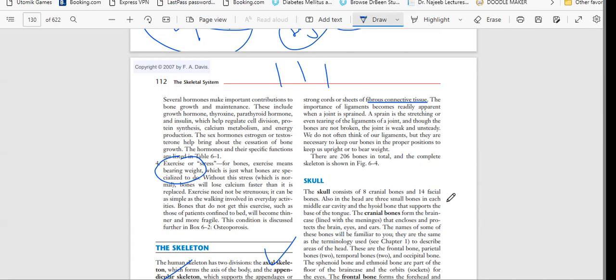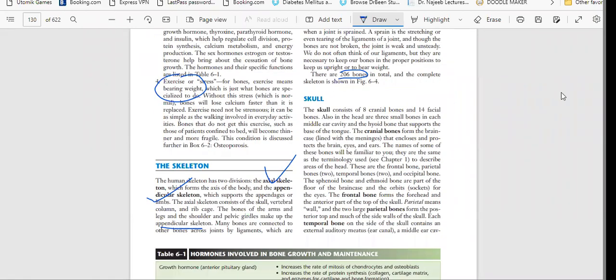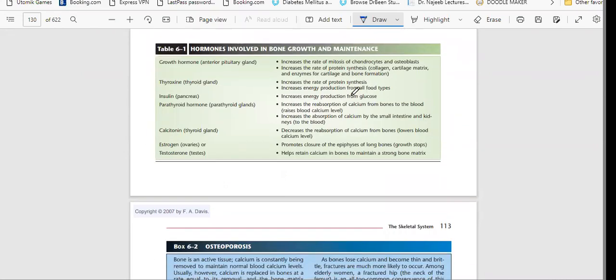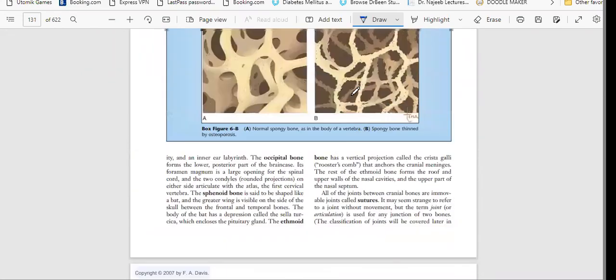So how many bones are there in our body? We have 206 bones. I told you that in a baby we have 300 bones, but gradually the bones fuse, and in the human adult we have 206 bones. Let's start first with the skull. The skull comes under the axial skeleton, so first we will talk in detail about the skull.